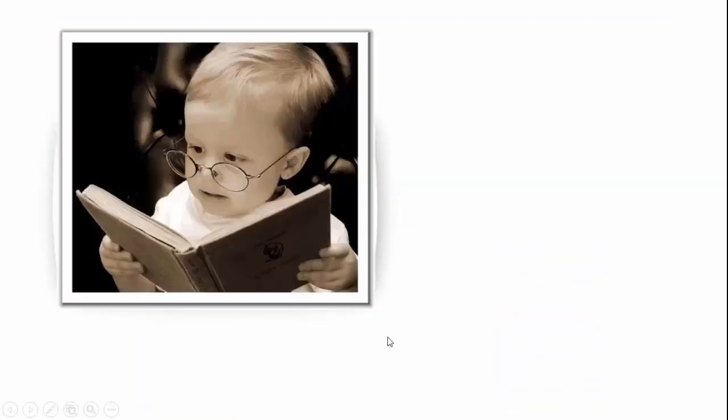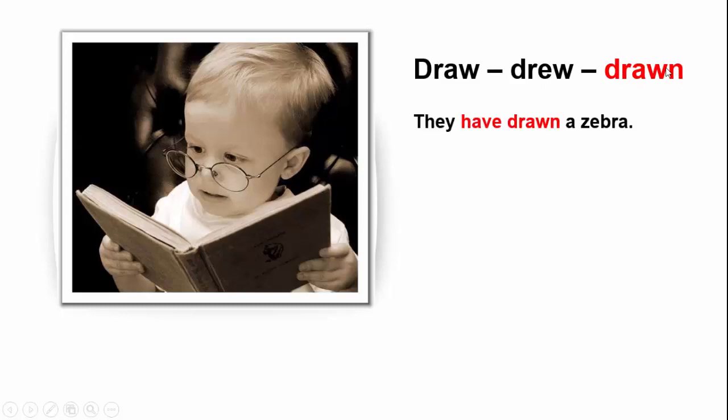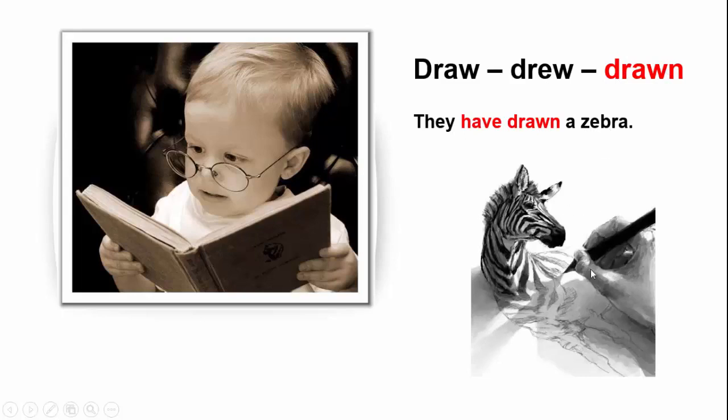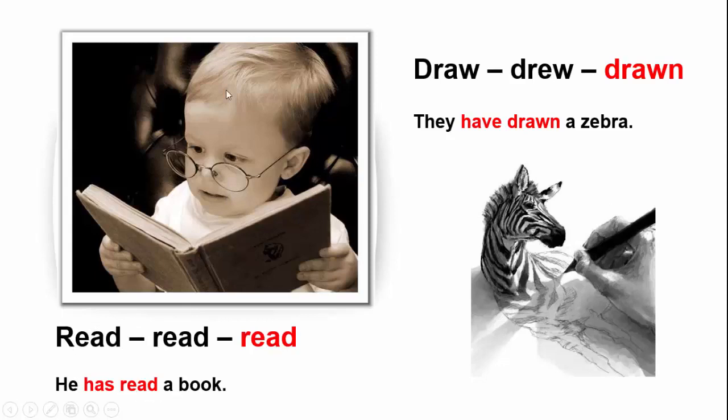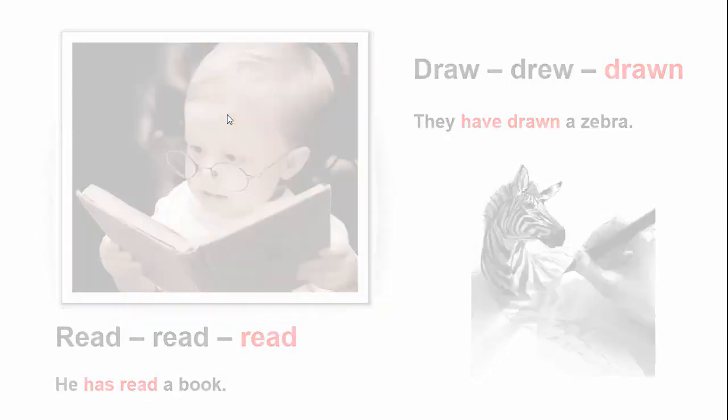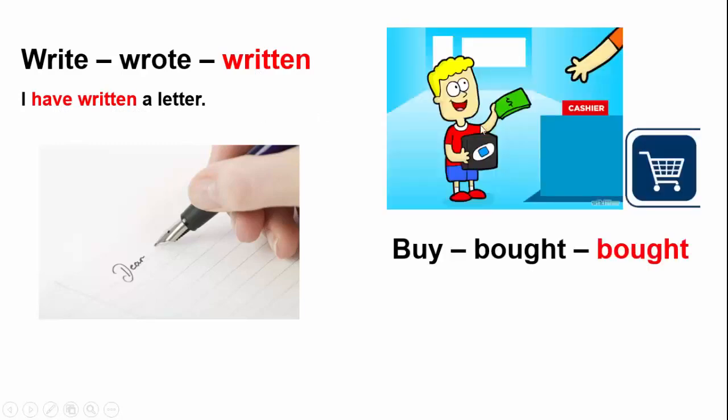Let's look at some examples. Draw, drew, drawn. This is the third form of the verb. Make a sentence. They have drawn a zebra. Read, read, read. He has read a book. Write, wrote, written. I have written a letter. This picture, buy, bought, bought. I have bought a video game.